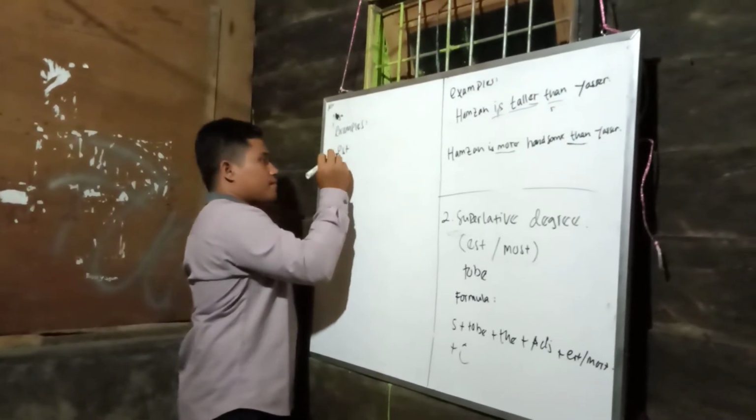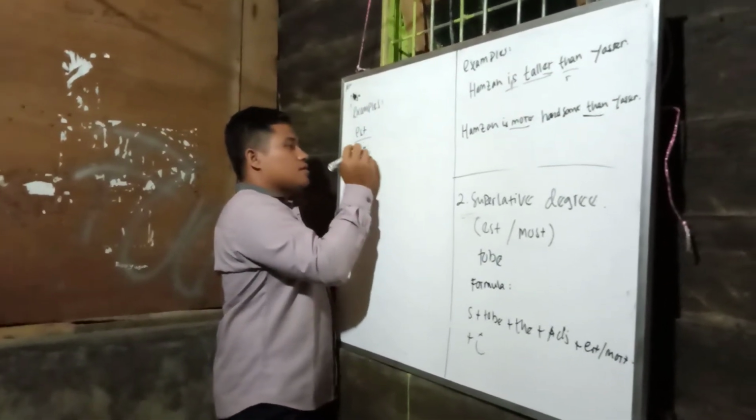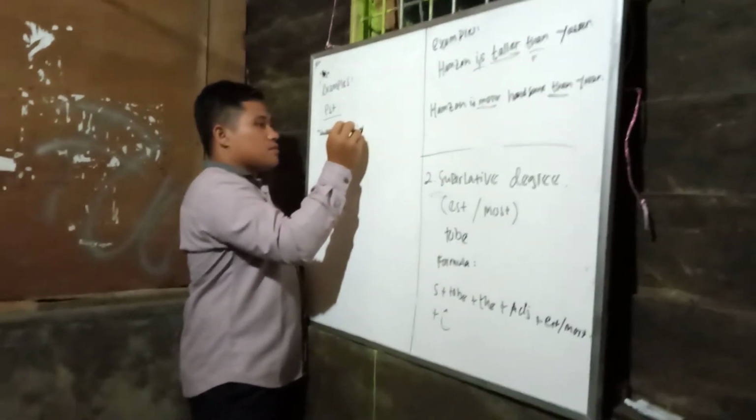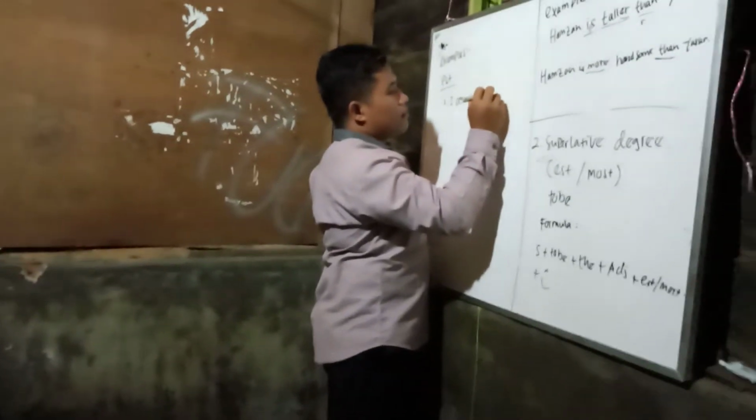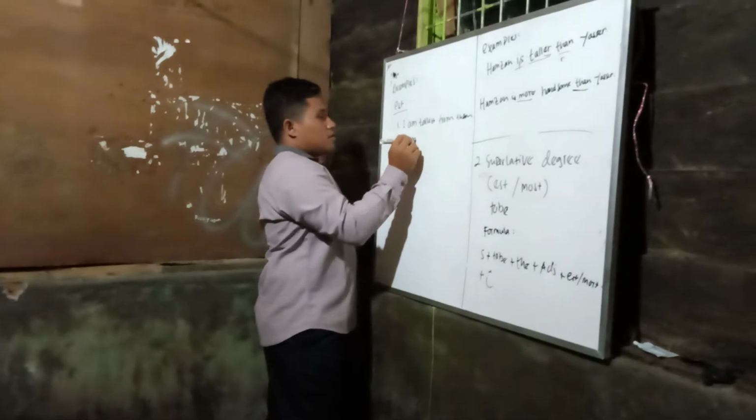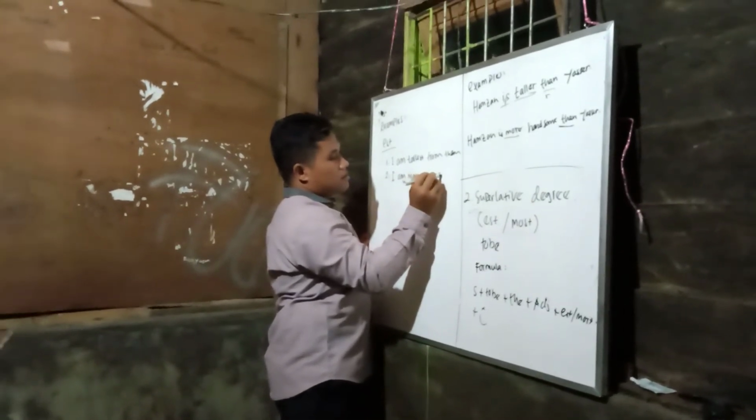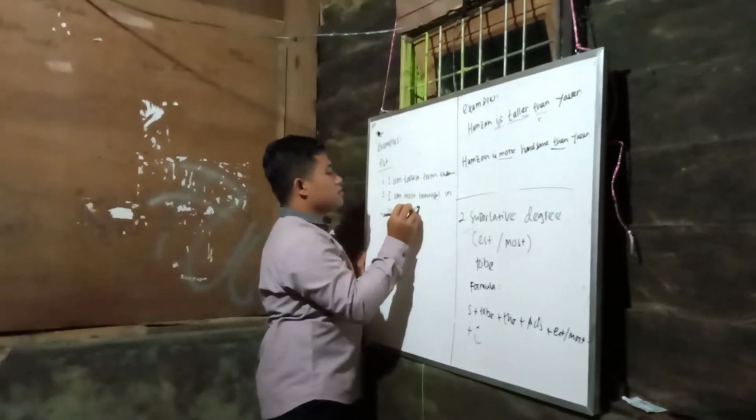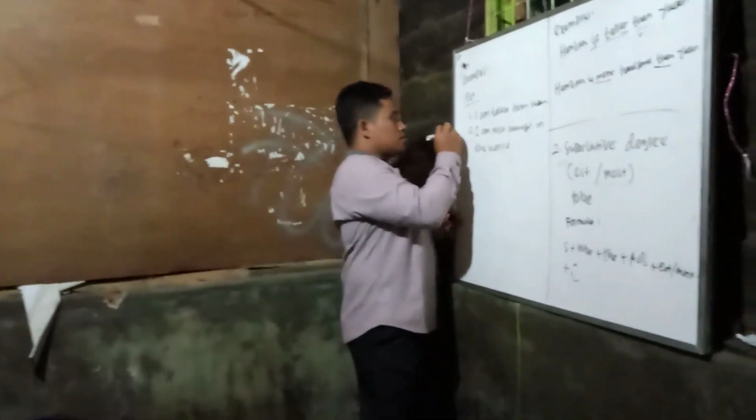For example, for -est, Instagram aja. I am the most talented. I am the most beautiful in the world. In the class. This is for the -est and this is for most.